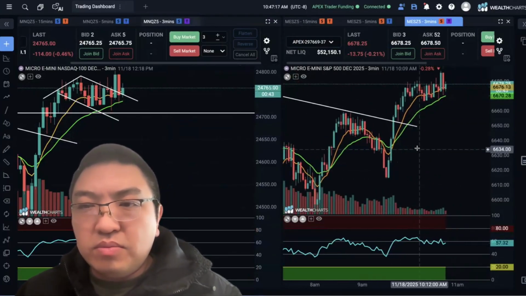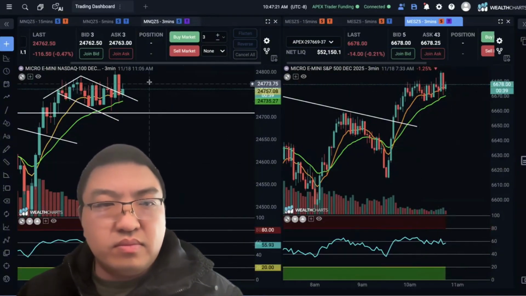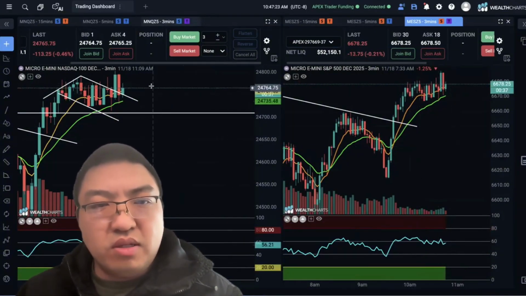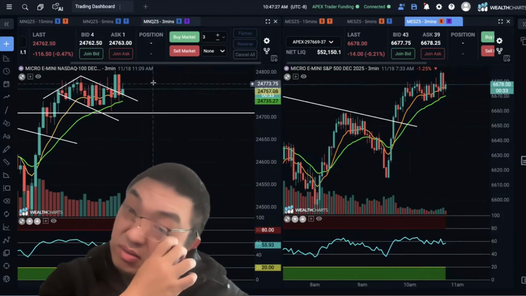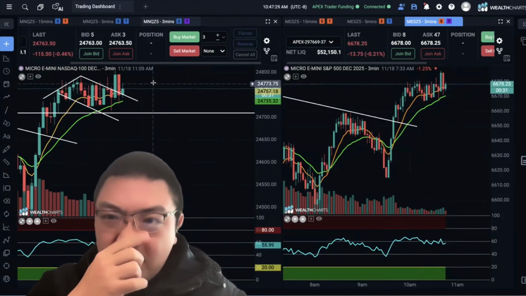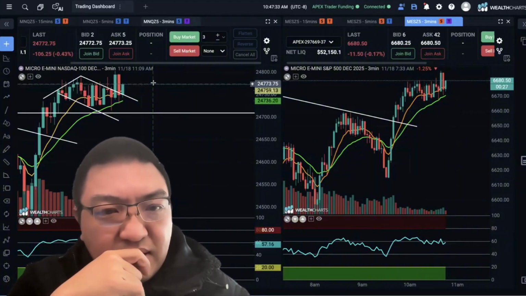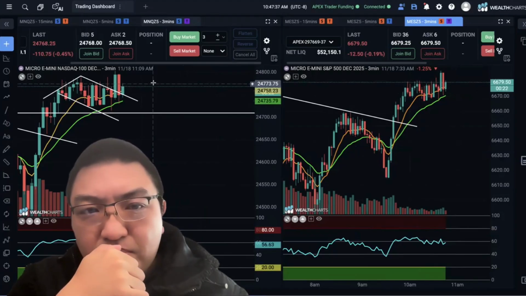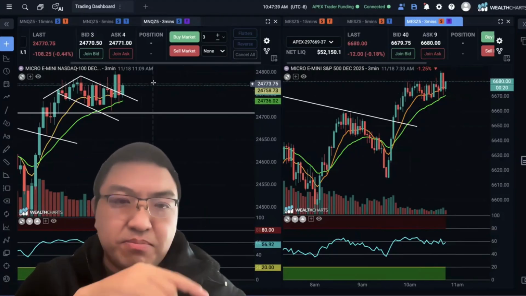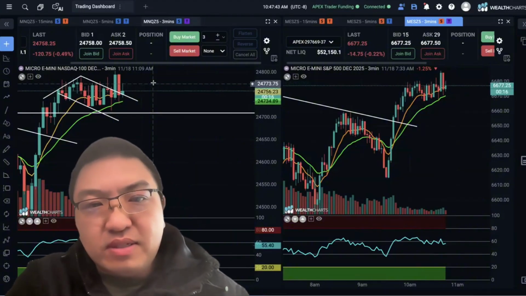Let's see. No, I cannot see anything. Cannot conclude anything. Yes, it's like reaching the bottom, reaching the top ceiling, up above. It's a little bit above, but it's already broken out of the trend line. So I don't know.